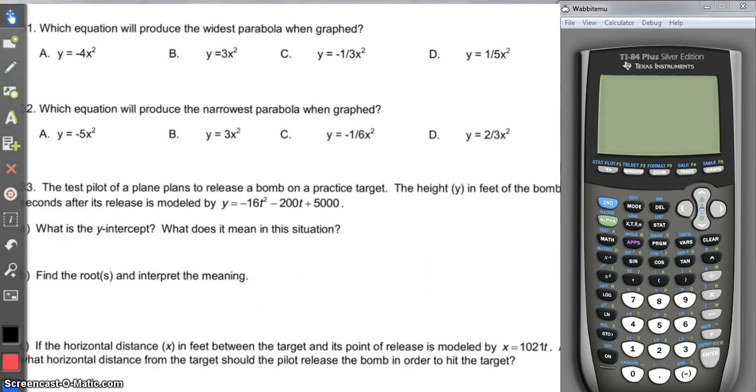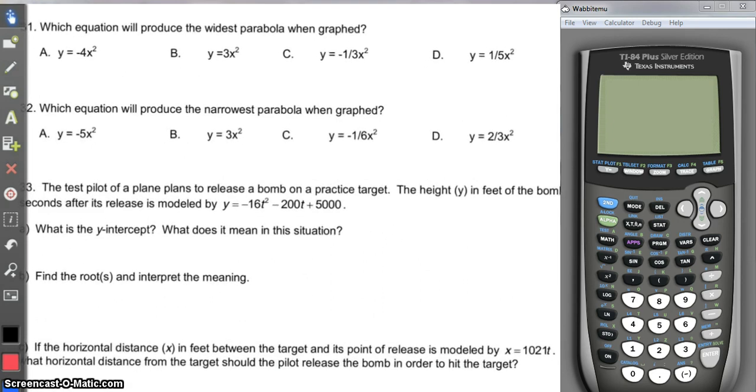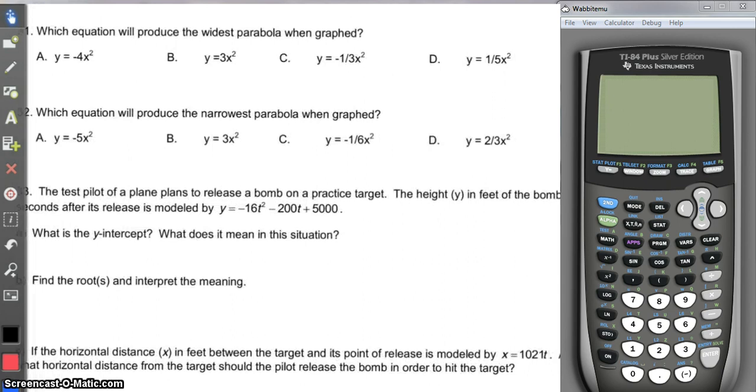If they're asking which equation will produce the widest parabola, guys, every time they say widest parabola, it means you think that it's going to get wider than your y equals x squared, wider than the parent function. So you look at the smallest number. Okay, so you don't consider A, you don't consider B. Remember, you don't care about the negative. Negative only means that it's going to be reflected across the x-axis. So it's going to be either the 1/3 or the 1/5.